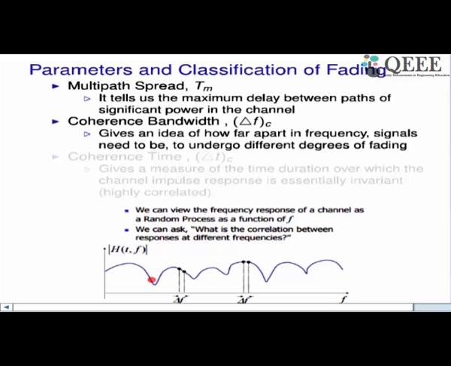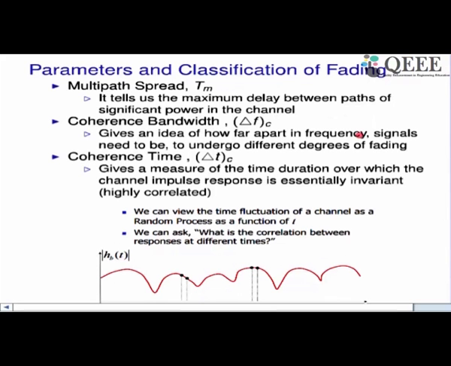Okay, two different responses. So a signal transmitted at this frequency and a signal transmitted at this frequency or this frequency sees an entirely different power. Okay, so this is an important parameter that tells you how far apart you need to be to actually undergo different fades. I will make it a little bit more clear in the later slides.